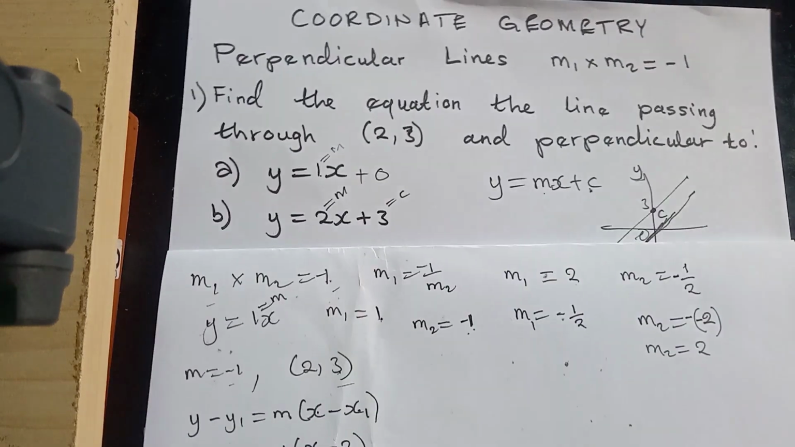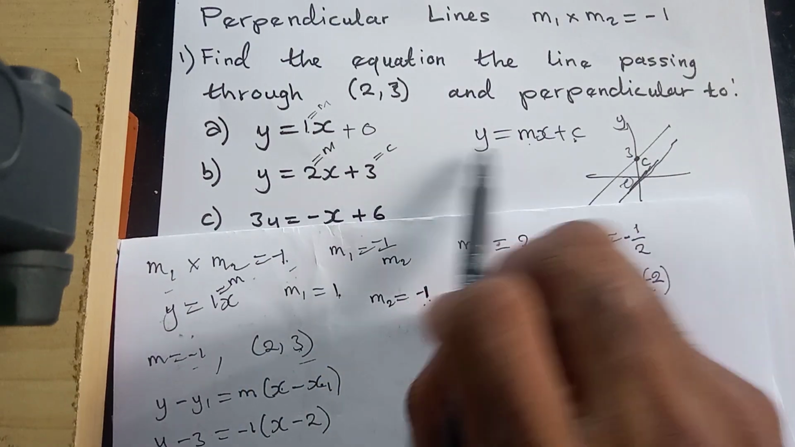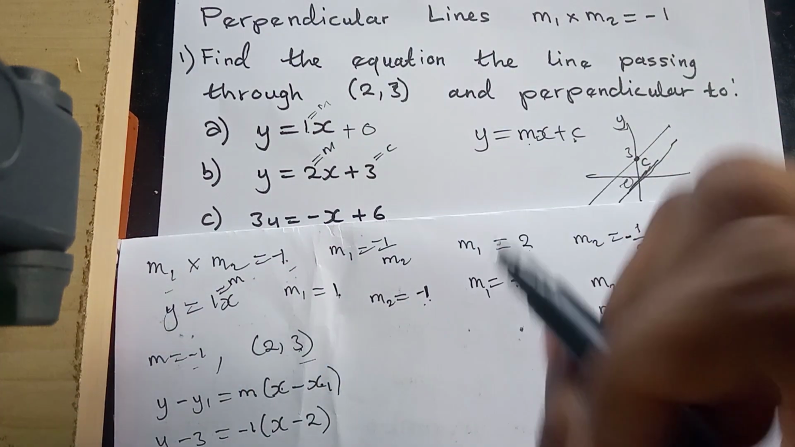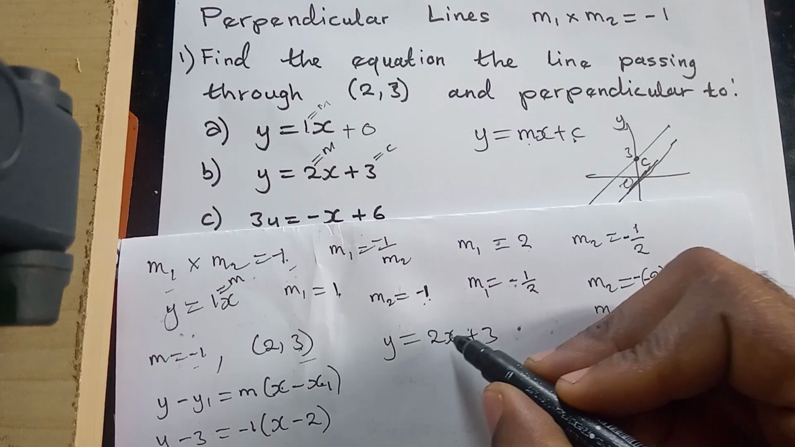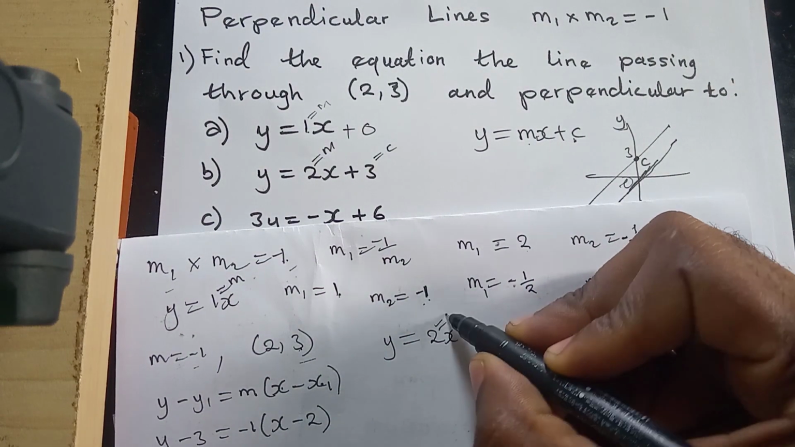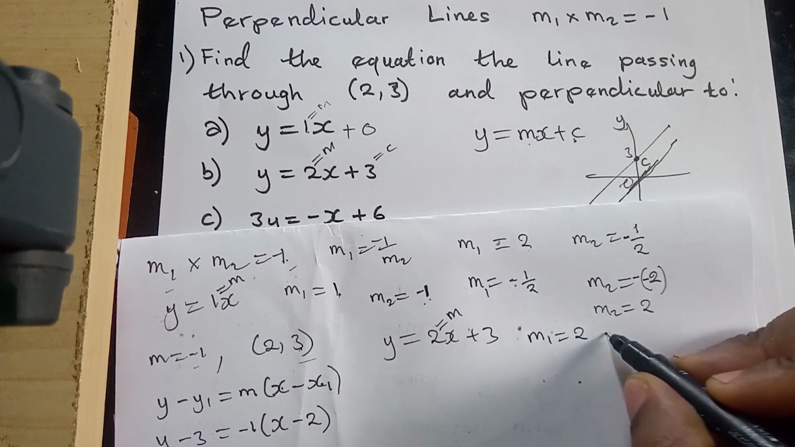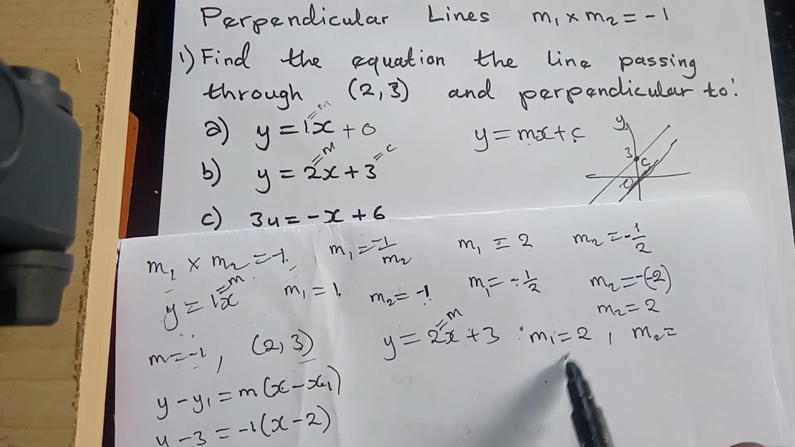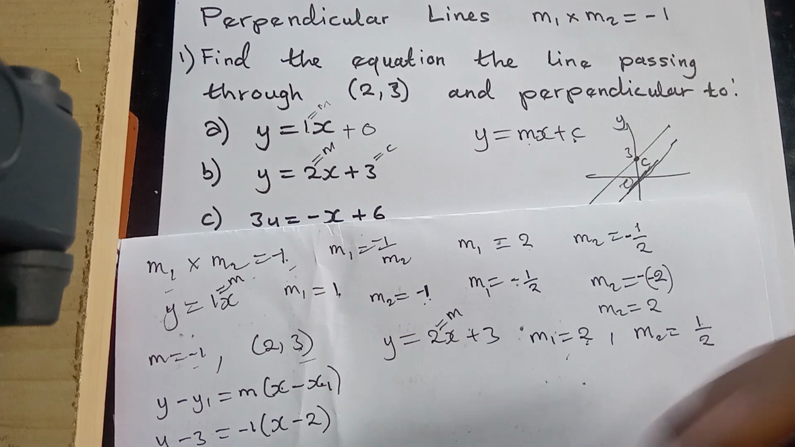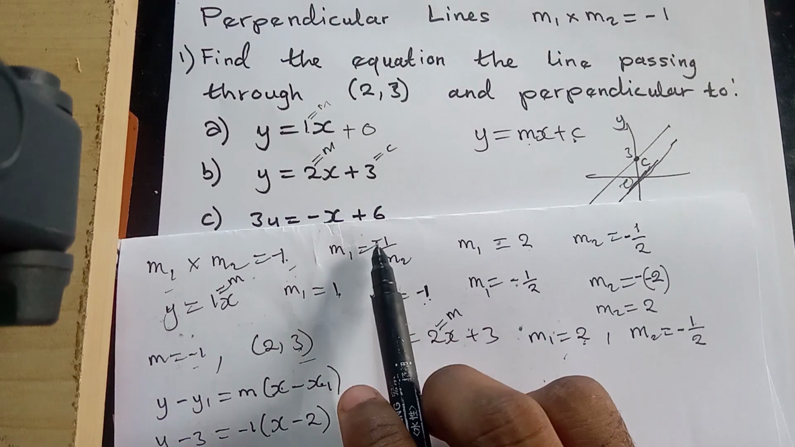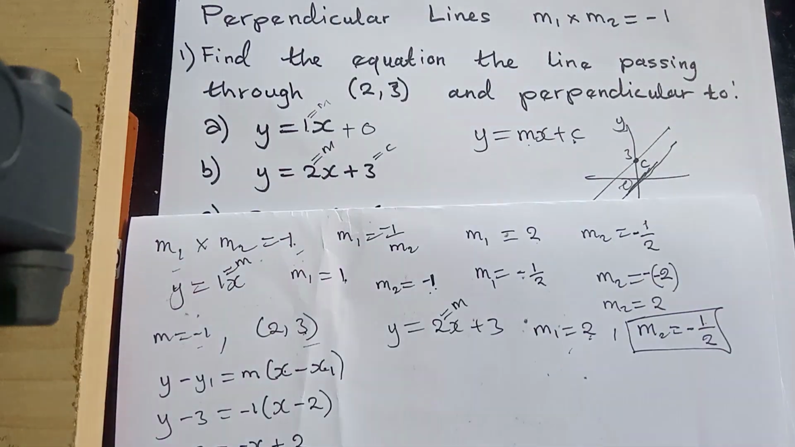So on the part B, this one has equally been expressed in this form for us, so this is good. So we have y is equal to 2x plus 3. So the coefficient of x is always the gradient. So if our gradient 1 is 2, then our gradient 2 will be the negative reciprocal of 2. So the reciprocal of 2 is 1 over 2, but it has to be negative because the product is negative 1. So now we have the gradient and one of the points.